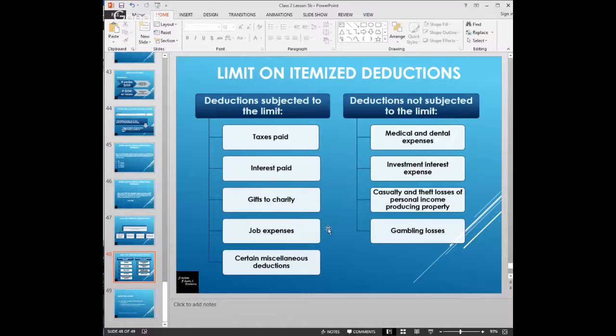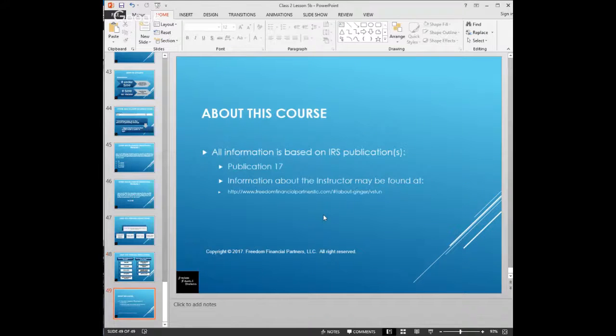You would not be hit with any kind of a deduction limit as it relates to medical and dental expenses or investment interest, any casualty, theft and loss, or gambling losses. Those would not be limited regarding your AGI. So again, the information from this course comes from publication 17.